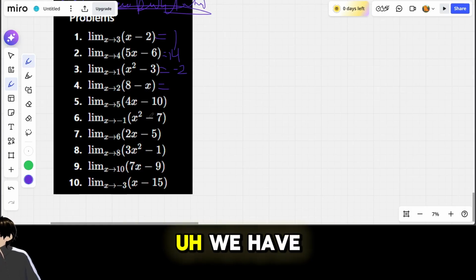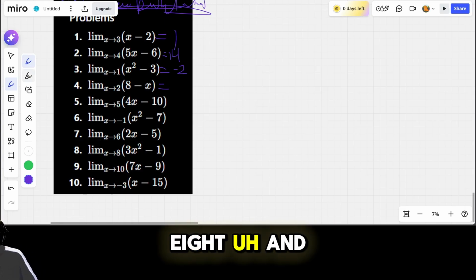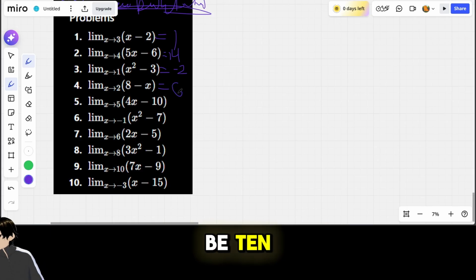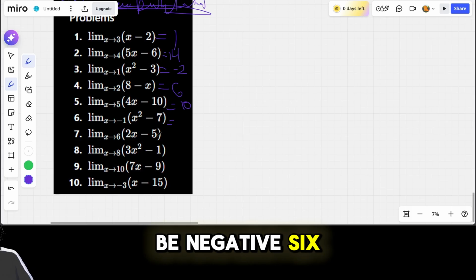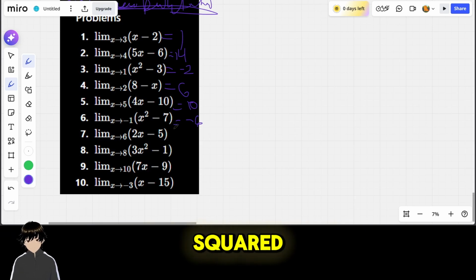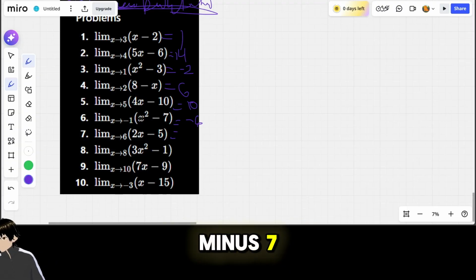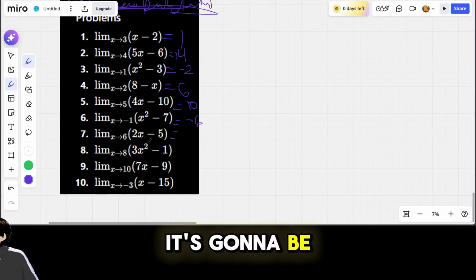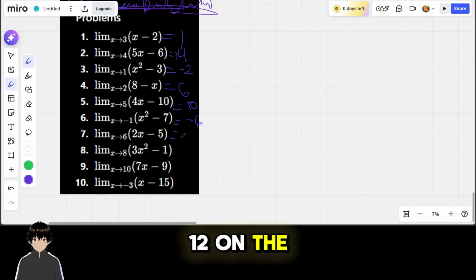We have 8 here and then negative x. So 8 minus 2 is going to be 6. 4 times 5, 20, minus 10 is going to be 10. Negative 1 squared is going to be positive 1. So we have 1 minus 7, which is negative 6. Then 2 times 6 over here is going to be 12. 12 minus 5 is going to be 7, I believe.